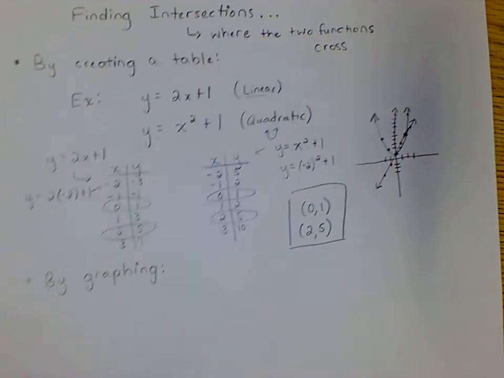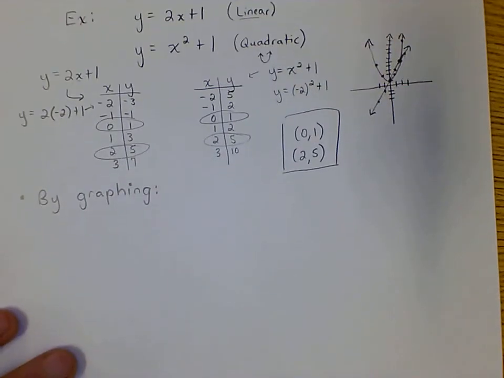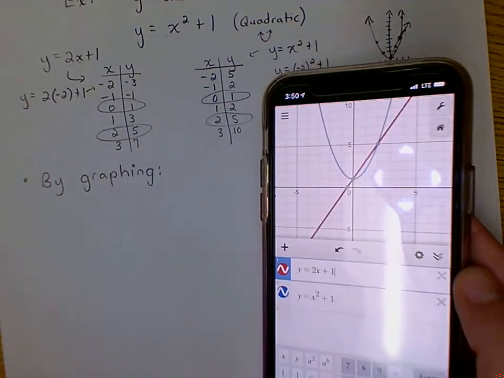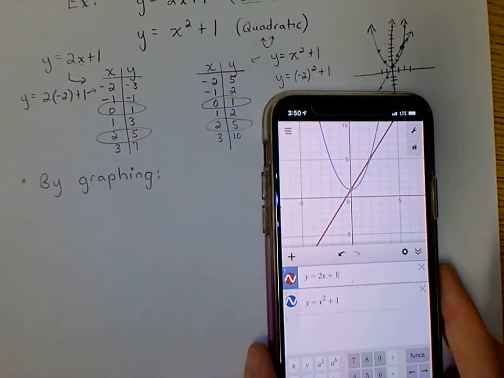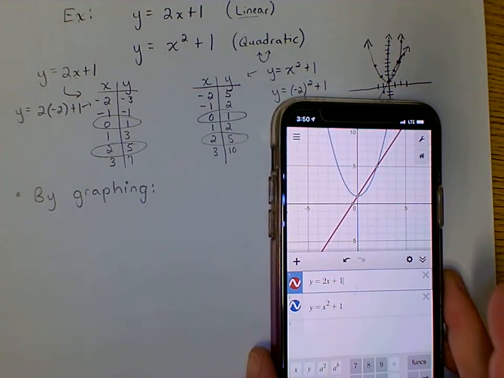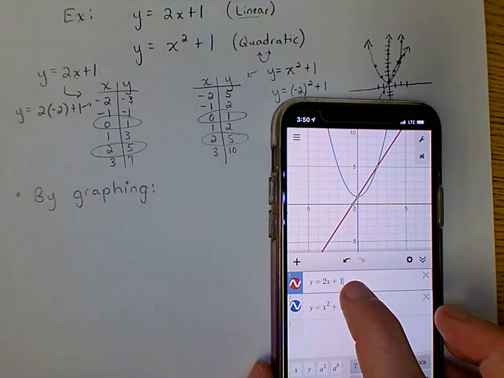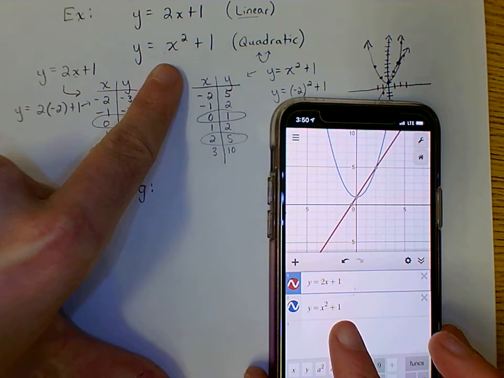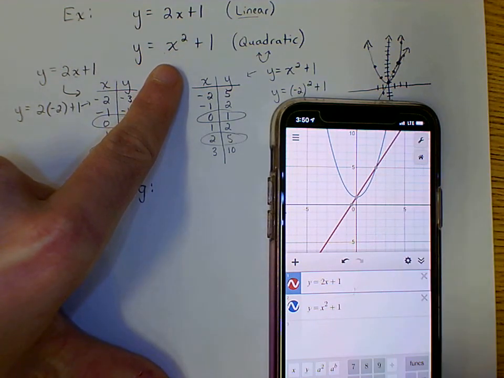And you could also create your graph from creating the table. Okay, if you, for instance, had Desmos available or a graphing calculator available, then you could also graph it on Desmos or the calculator. So what I've done is I've put in those two functions. So notice all I did is I typed in my y equals 2x plus 1. And then I typed in y equals x squared plus 1. And so it graphed it for me.